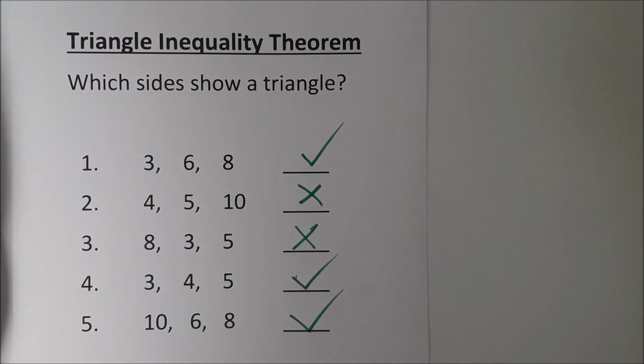Okay, that's the triangle inequality theorem. It shows you three numbers. The three numbers would be representing the three sides of the triangle, and you'd put the measurement, whatever, inches, centimeters, meters, whatever it is, but the numbers would represent the three sides. So 2 of them are not, and 3 of them could be triangles if you draw it.